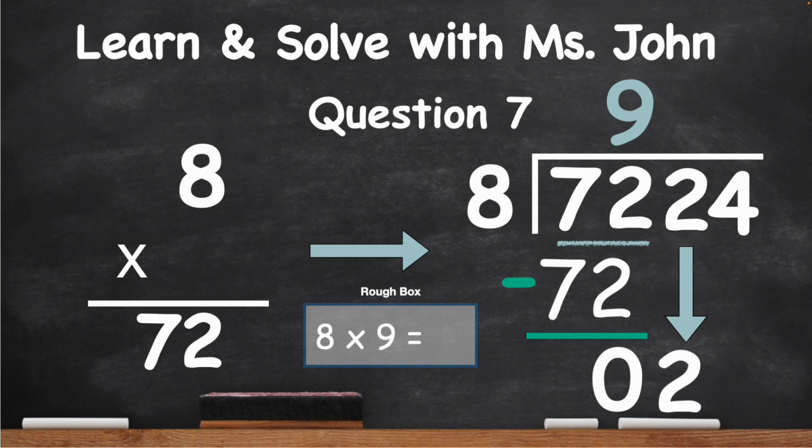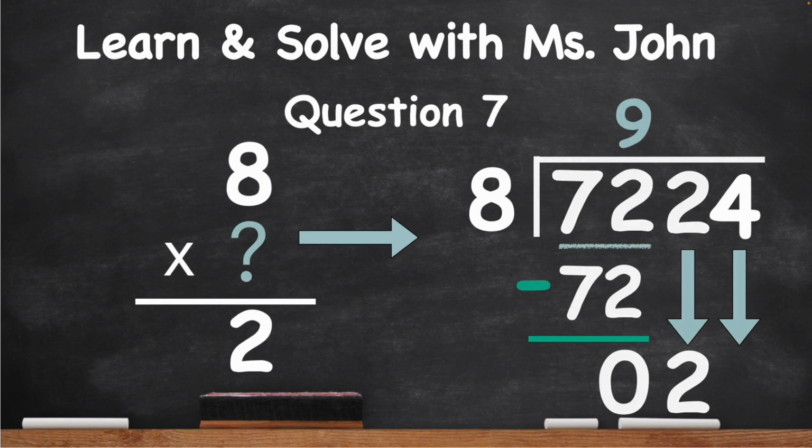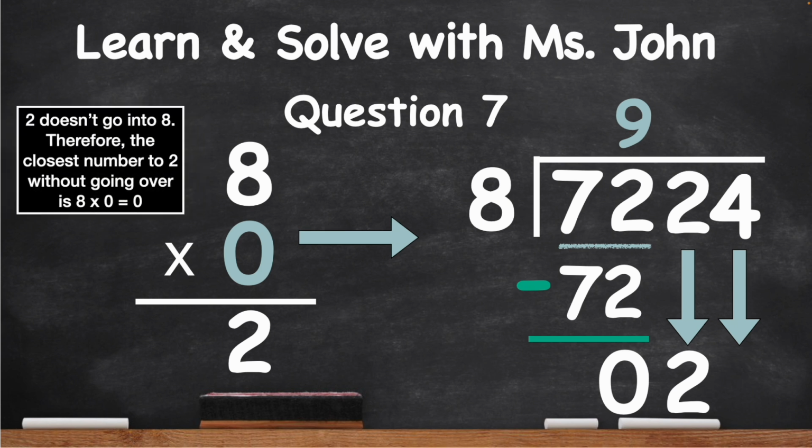And we're going to see 8 divided by what gives you 2. So it's 0. Because 2 is smaller than 8, we know that it cannot go into each other. So 2 doesn't go into 8. Therefore, the closest number to 2 without going over is 0. So 8 times 0 equals 0. Therefore, we're just going to put a 0 right by the 9.